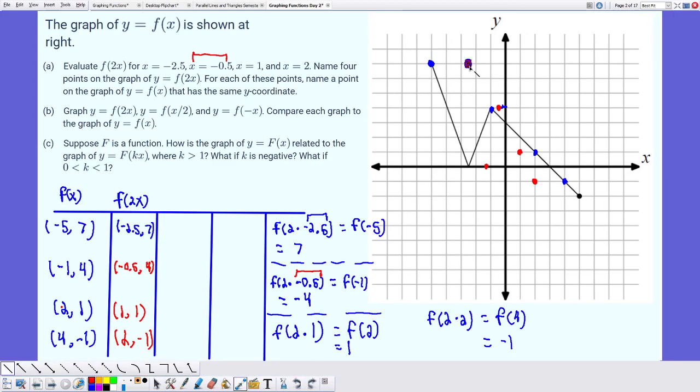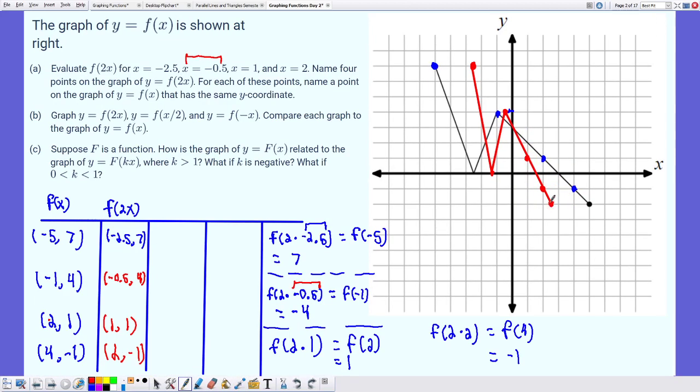We're going to do the line in red. It's going to look like so. And, well, the end point would be at 1, 2, 3, 4, 5, so 2.5. So right there. And that is our new function. So the red is our f of 2x.